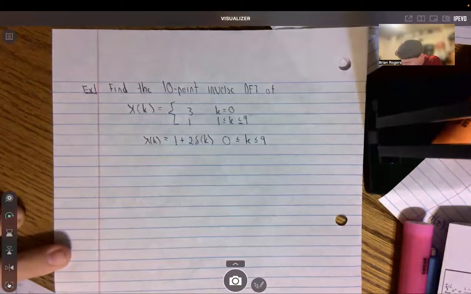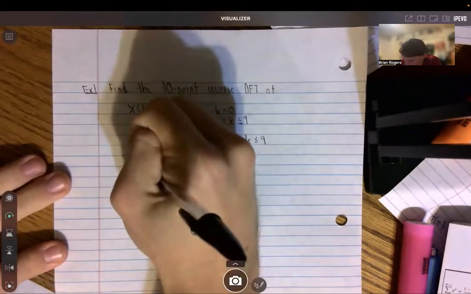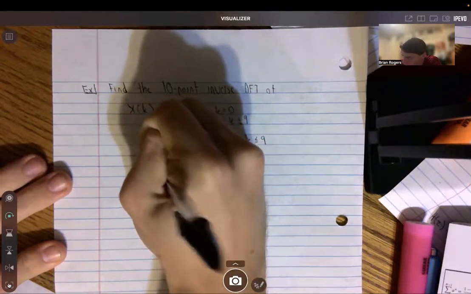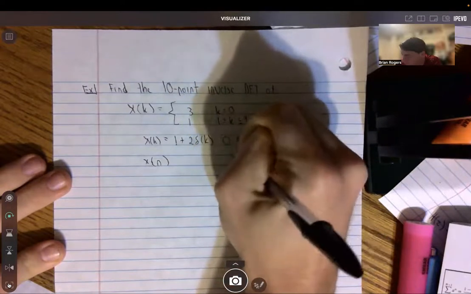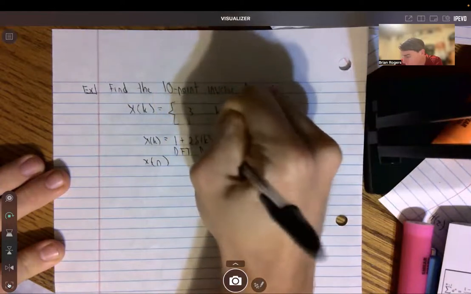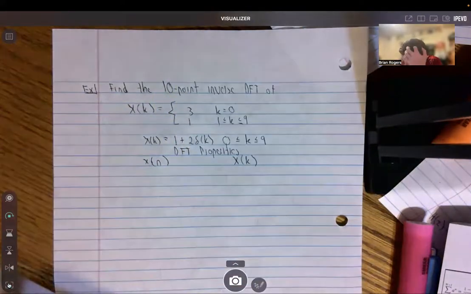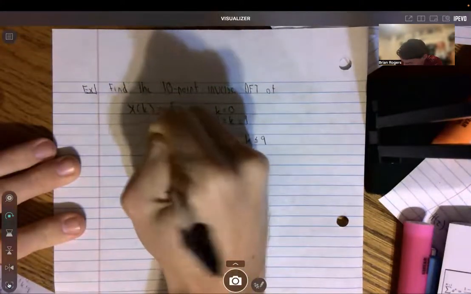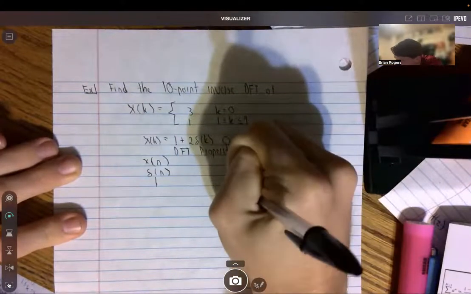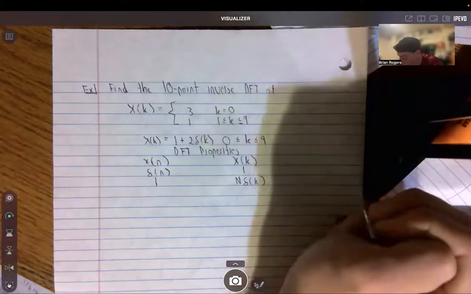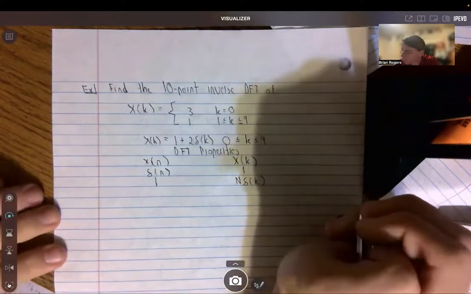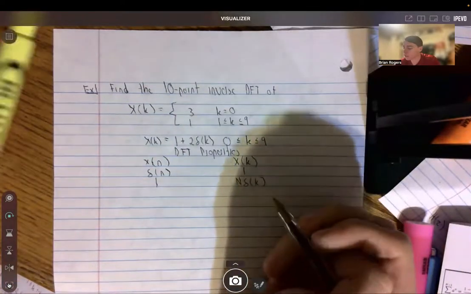And so now that we know that, there are a few properties I want you guys to have written down. This will be your x of n, and this will be your x of k, and these are your DFT properties. Just to make sure you have these on your cheat sheet: if you have delta n, it's going to be 1. If you have 1 over here, it's going to be N delta k. And the big one that I was telling you guys about is not in the properties table.